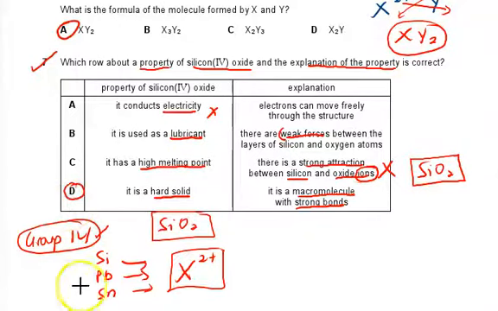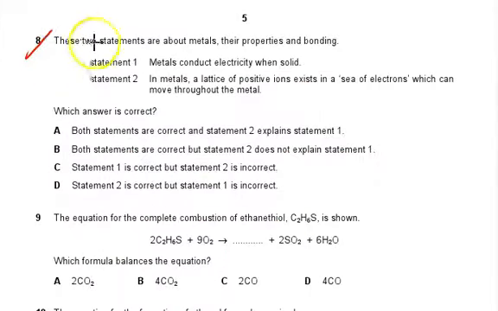Okay, now let us move on with number 8. For number 8, these two statements are about metals, their properties and bondings. Statement 1, metal conducts electricity when solid. Statement 2, in metal, a lattice of positive ions exists in a sea of electrons which can move throughout the metal. They are explaining about the metallic bonding. Okay, which answer is correct?